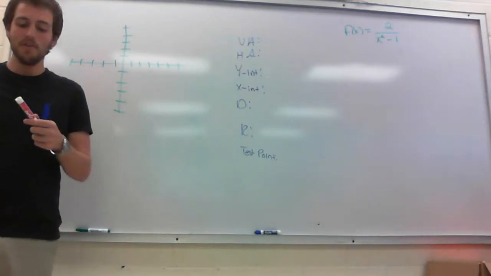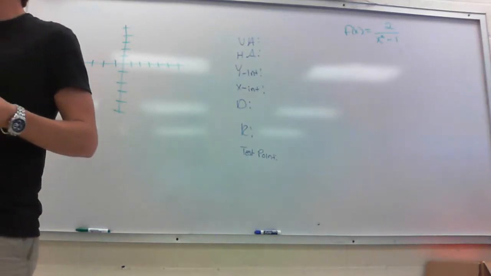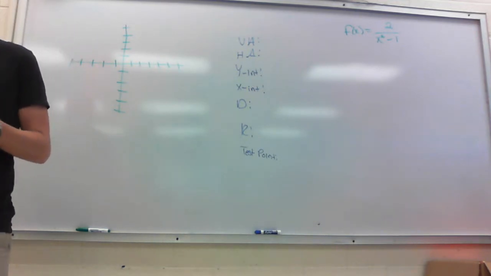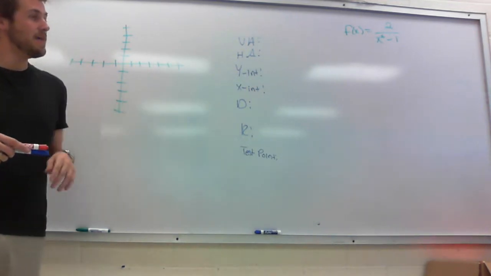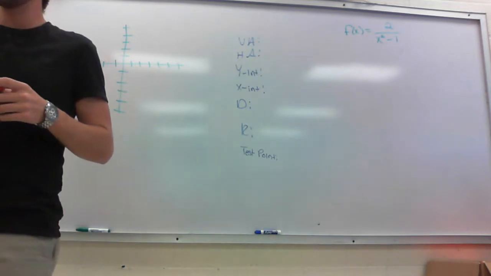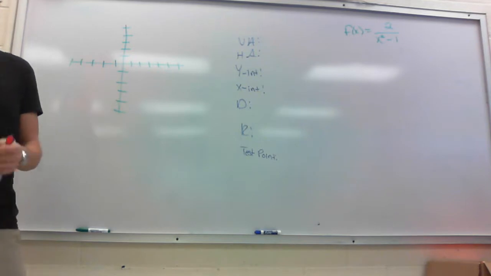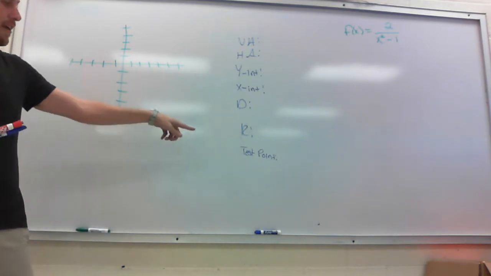All right, so this is going to be part 2 of the lesson on rational functions. This is discussing what happens when you have a double asymptote with the rational function. I have my example, the function f of x equals 2 over x squared minus 1. And I'm going to go ahead and find very quickly my 6 pieces of information, including a possible test point.